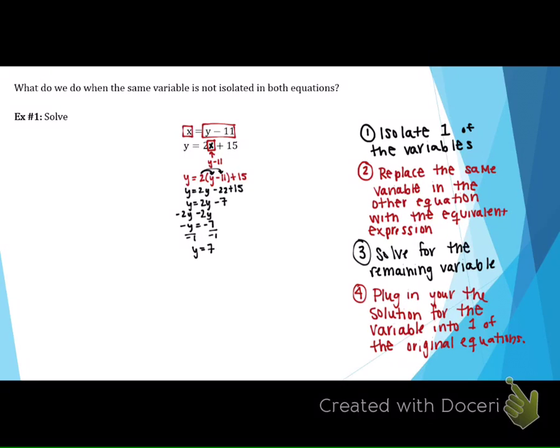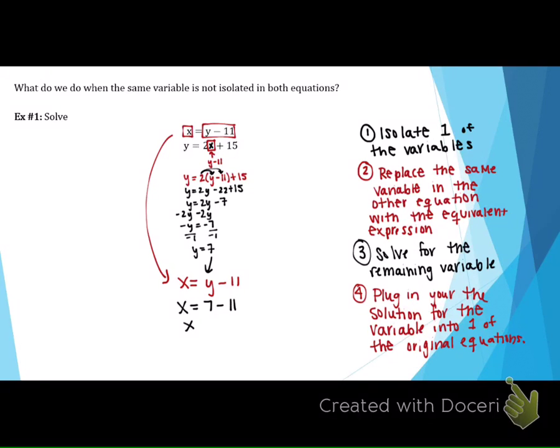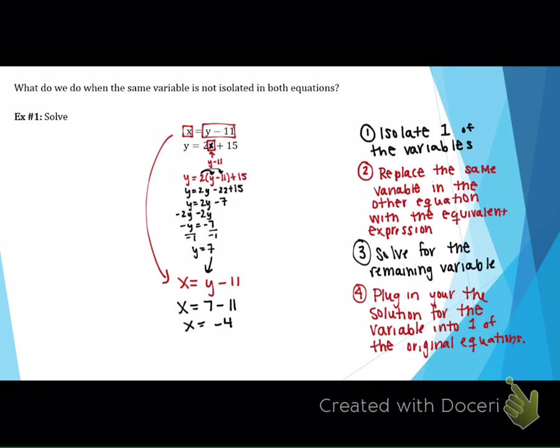So if I plug that into this one here, so x equals y minus 11. I plug in 7 for y, and I get x equals negative 4.